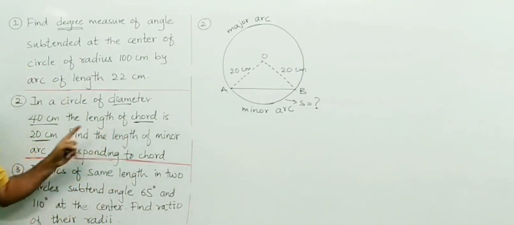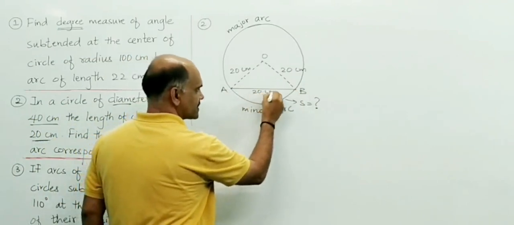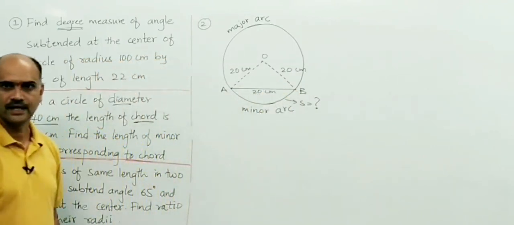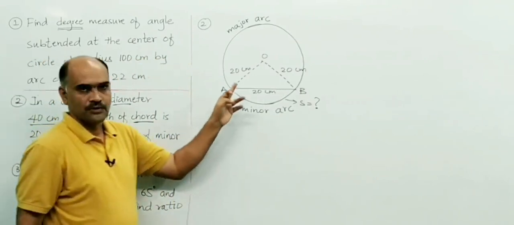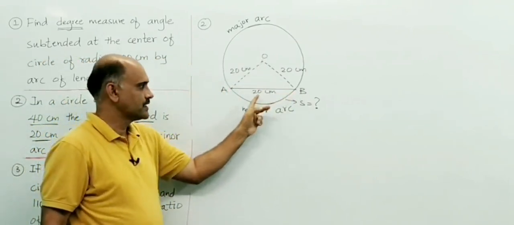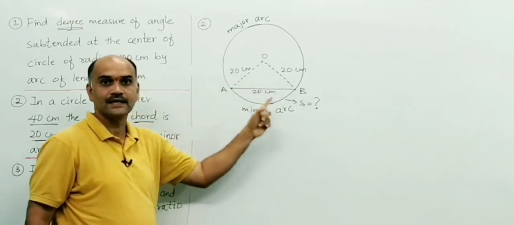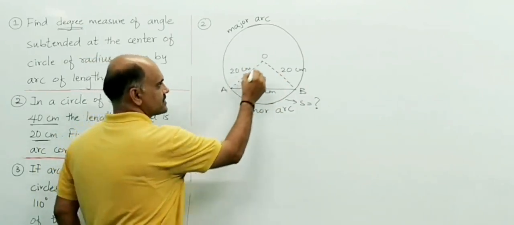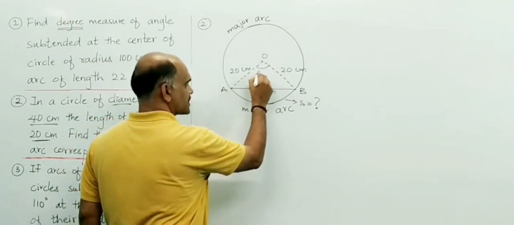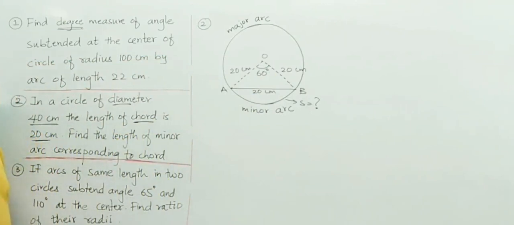So length of chord is 20 centimeters. So from A to B, this length is 20 centimeters. Correct? Now, if you observe triangle OAB, this is 20, this is 20, this is 20, means it is an equilateral triangle. So this angle will be equal to 60 degree. This angle will be equal to 60 degree.